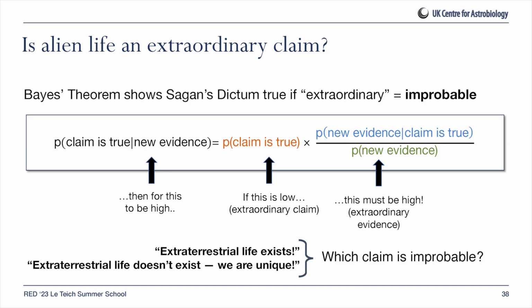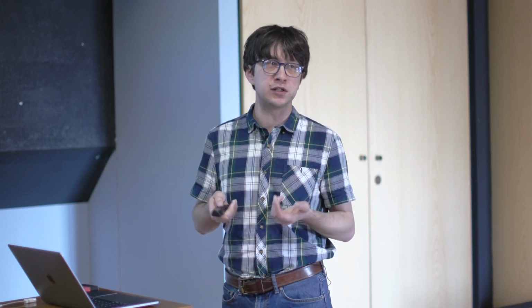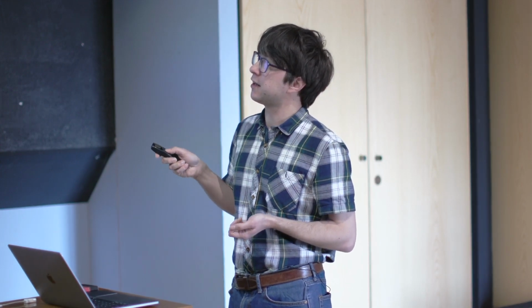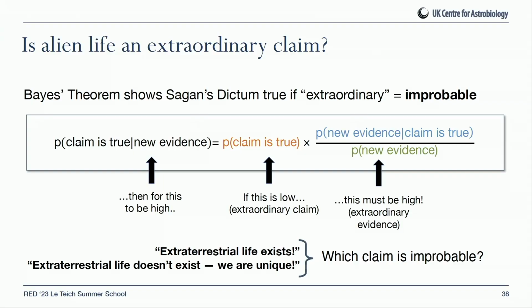So in order for the probability of a claim to come out as a high probability, given some new evidence, if that claim had very low probability to begin with, you need new evidence that you would only get if the claim was true and you wouldn't get otherwise. So this is a mathematical way of seeing that this expression that Carl Sagan liked to use is actually true in the case that we know that the claim being made has a very low probability.